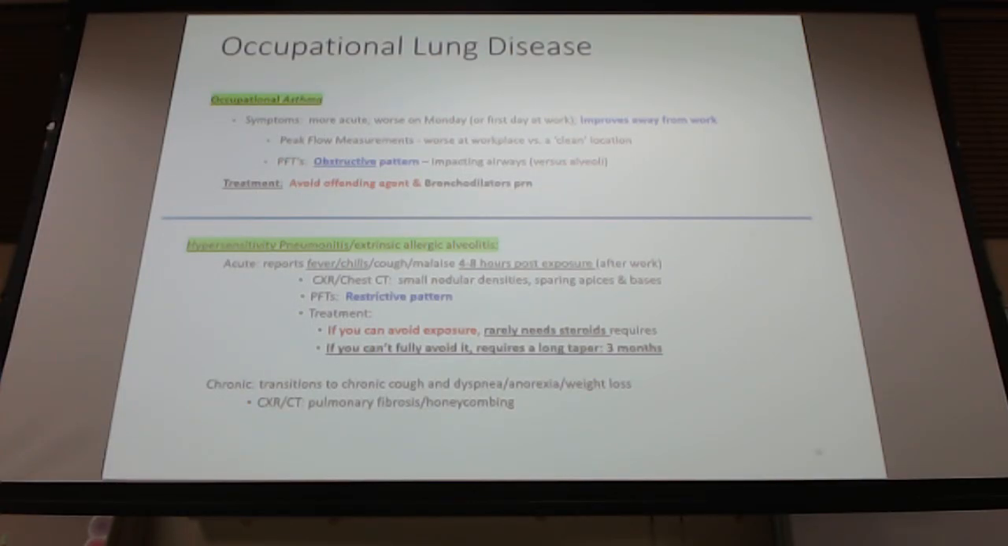Occupational asthma. The timing on these is important, so pay attention to the timing. If I tell you symptoms come on at work and then go away when they leave work, that's more of an acute hypersensitivity response. That's more the occupational asthma, which we all know is an airway problem, not a parenchymal problem or an interstitial problem. So that's going to give us our FEV1/FVC ratio decrease.